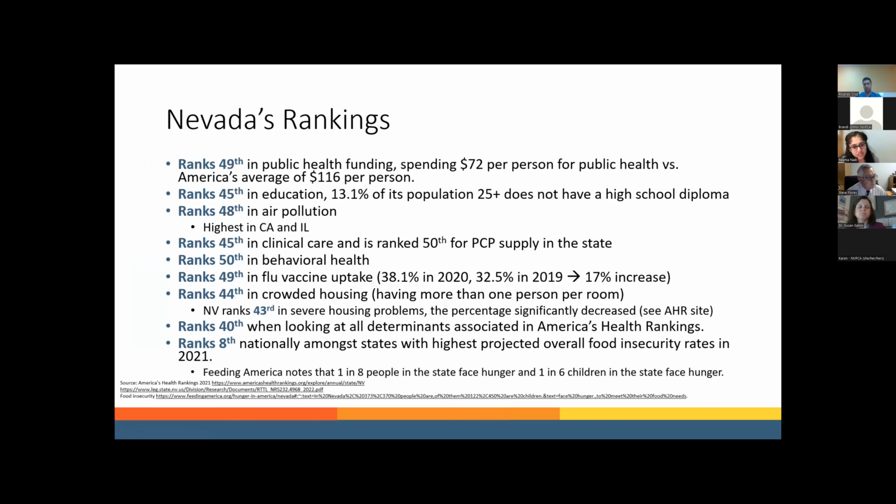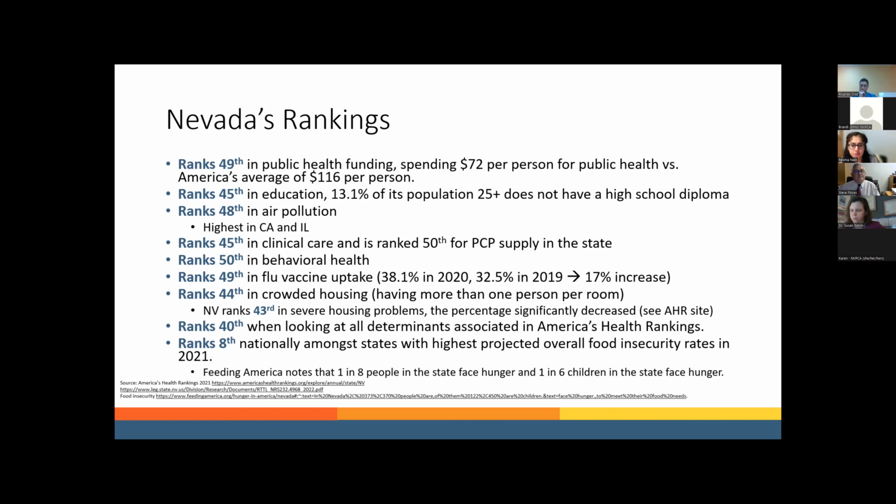So in the next slide, we wanted to quickly review some of where Nevada stands and where we rank compared to the other states. So we pulled from several different resources like the American Health Rankings and also Feeding America to see where we stand. And so first things first, our state's one of the lowest spenders in public health funding, spending about $72 per person versus America's average of $116 per person. And this funding helps support many initiatives that are focused on public and community health.